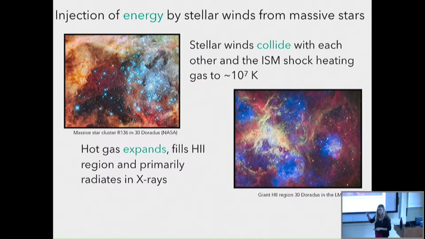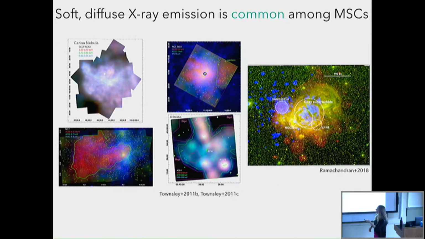We can see this because the gas is millions of degrees Kelvin. We can see it as diffuse X-ray emission, if you look at the soft X-ray emission, 0.5 to 2 keV for example, with Chandra. This has been seen in numerous star clusters. This is just a handful. This is something that came out recently, where you see these hot bubbles within these H2 regions. This hot gas can push on the surrounding gas, potentially affect the star formation process, and also eject gas from these clusters.